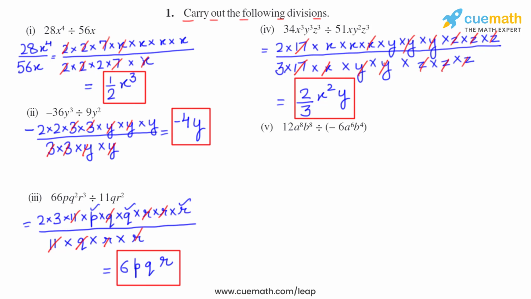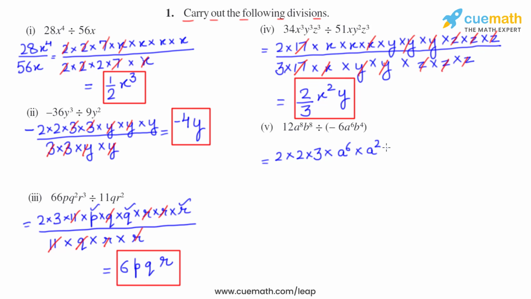Let's do the last part now. In the last part, we have 12, that is 2 into 2 into 3, and a is repeated 8 times. Writing it 8 times may be a bit difficult. If you see carefully, in the denominator we have a raised to the power 6, so we can write it like this: a raised to the power 6 into a square, because a raised to the power 8 can be written as a raised to the power 6 into a raised to the power 2.